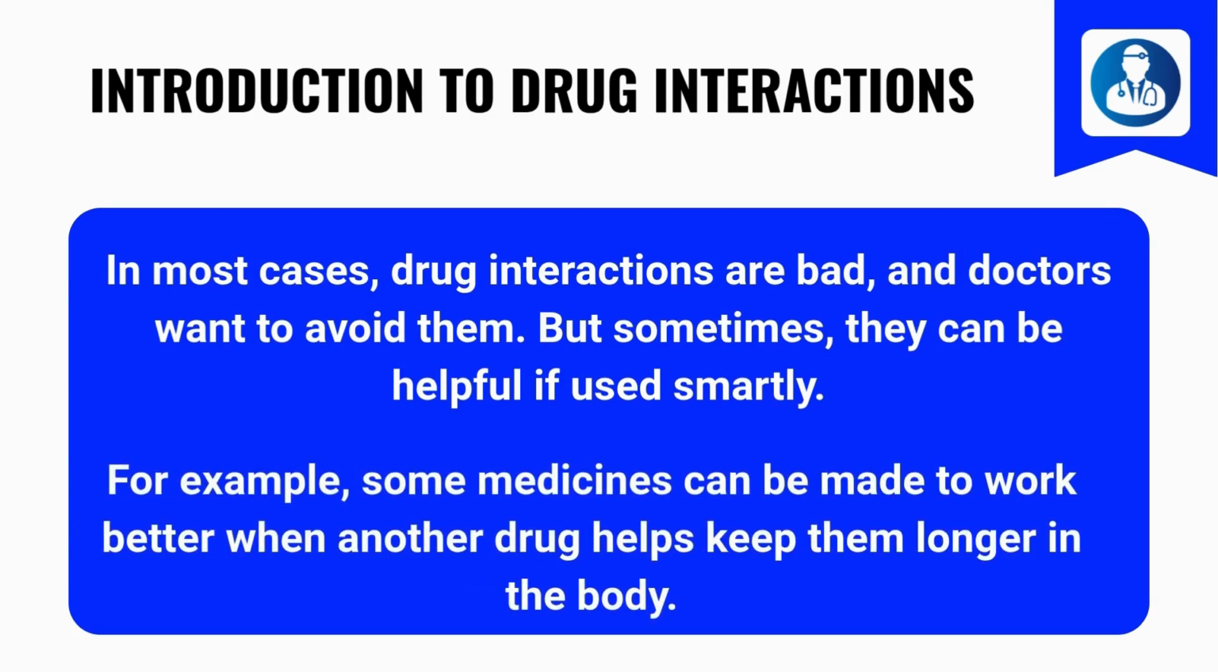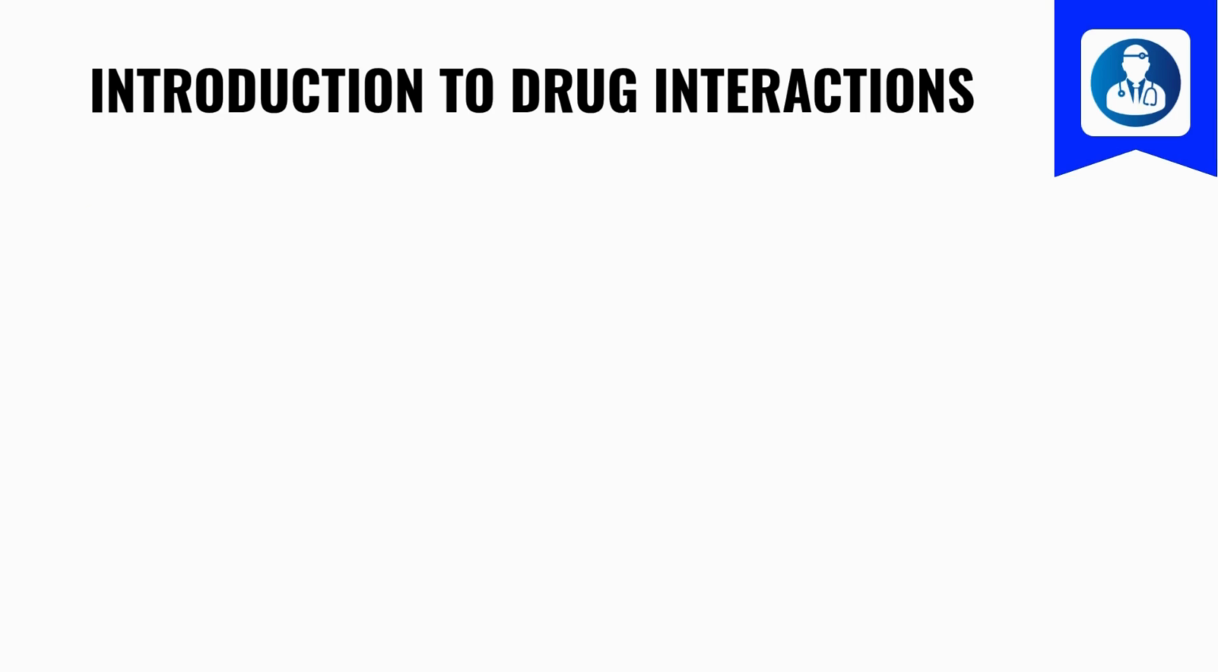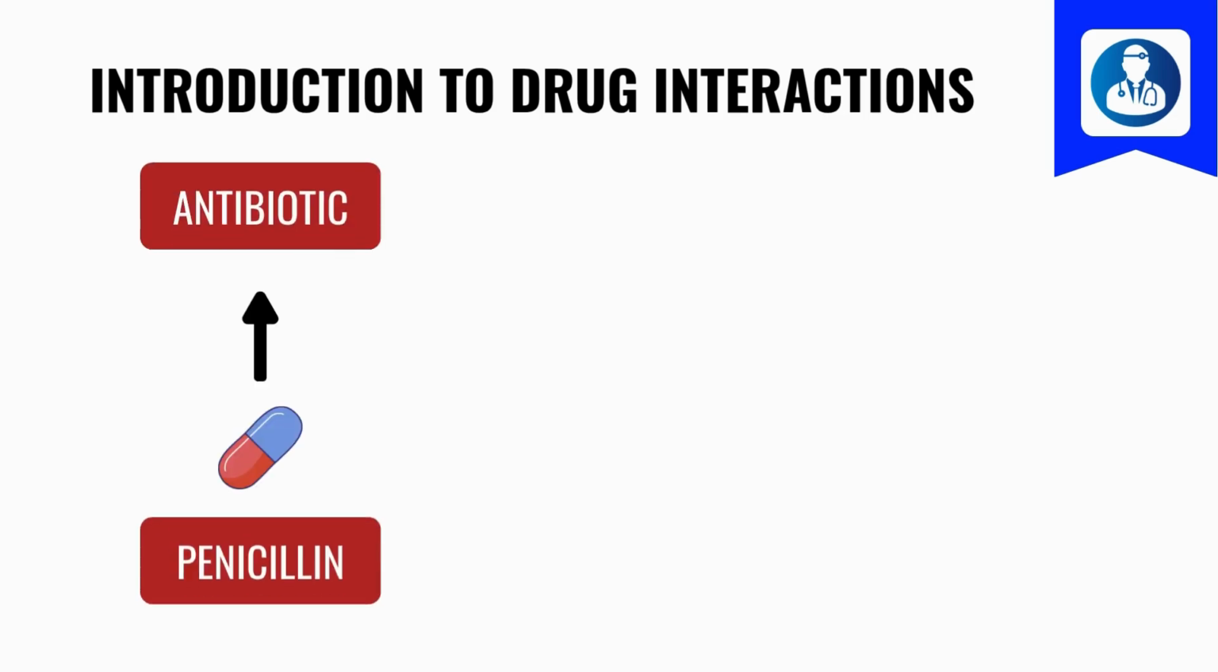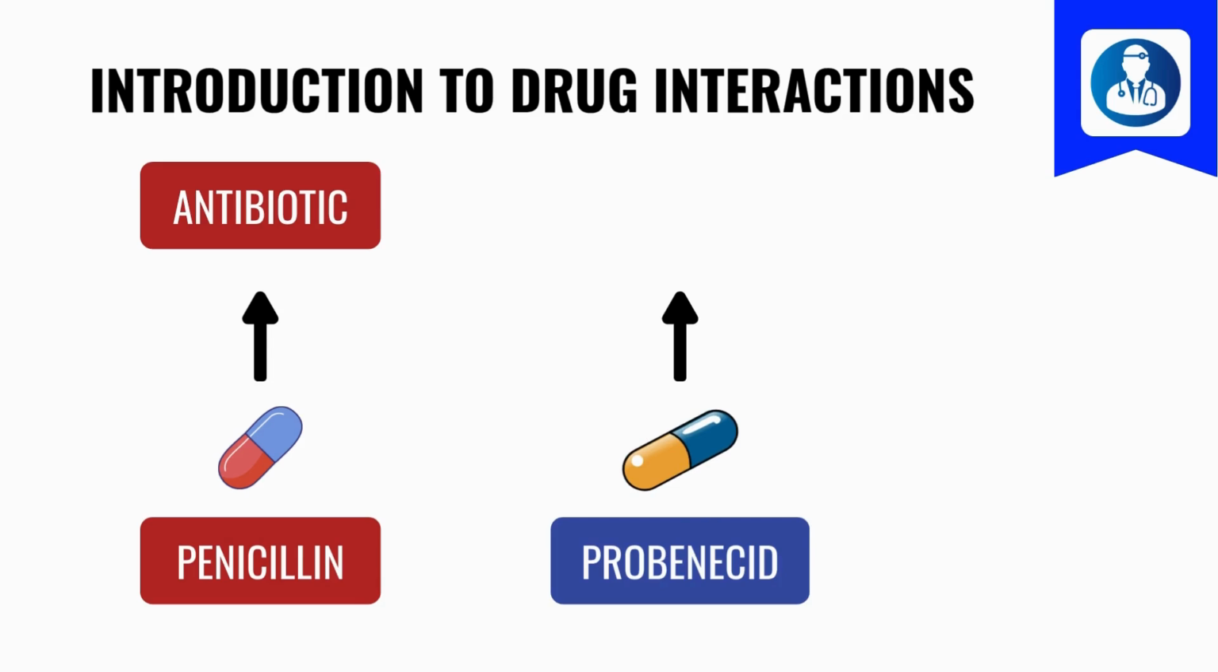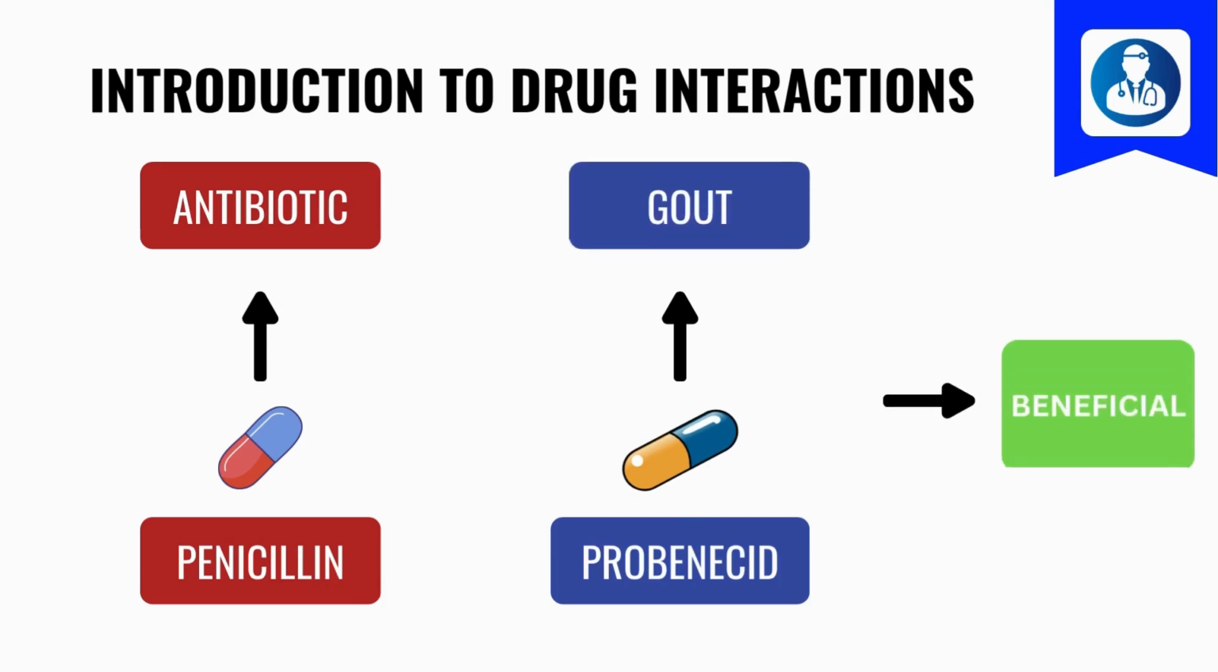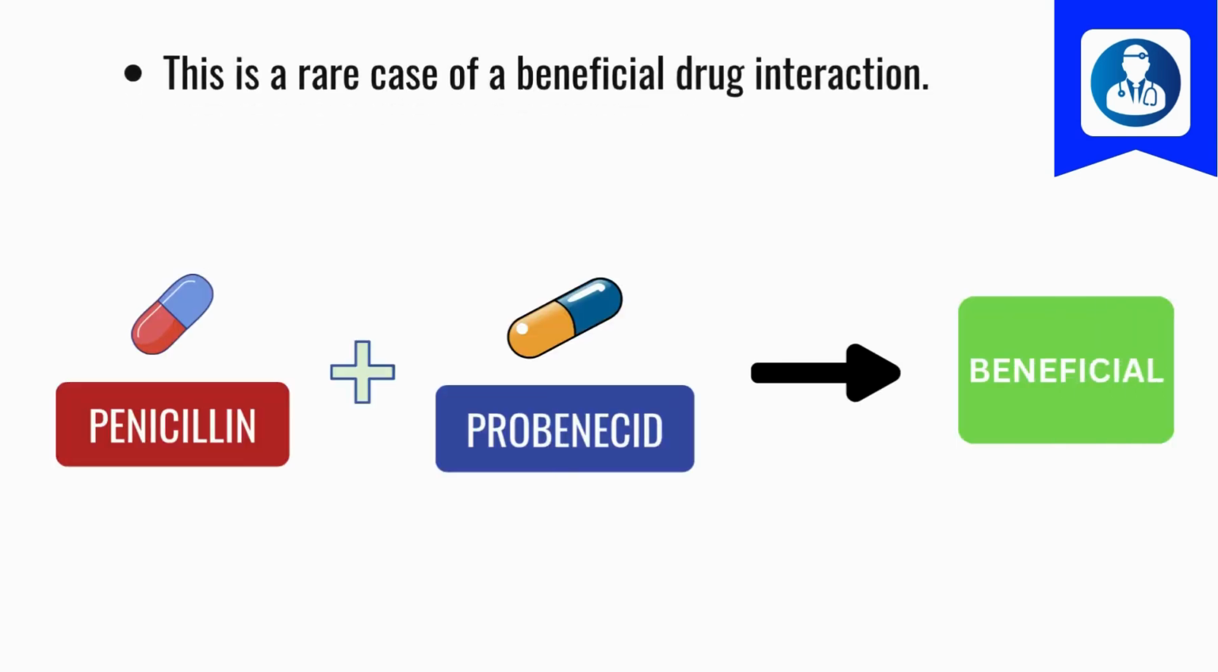For example, some medicines can be made to work better when another drug helps keep them longer in the body. Let me give you a real-life example. Let's say a patient is taking penicillin, an antibiotic. If they also take probenecid, which is a drug used to treat gout, it can actually help penicillin stay in the body longer, making it more effective. So, this is a rare case of a beneficial drug interaction.